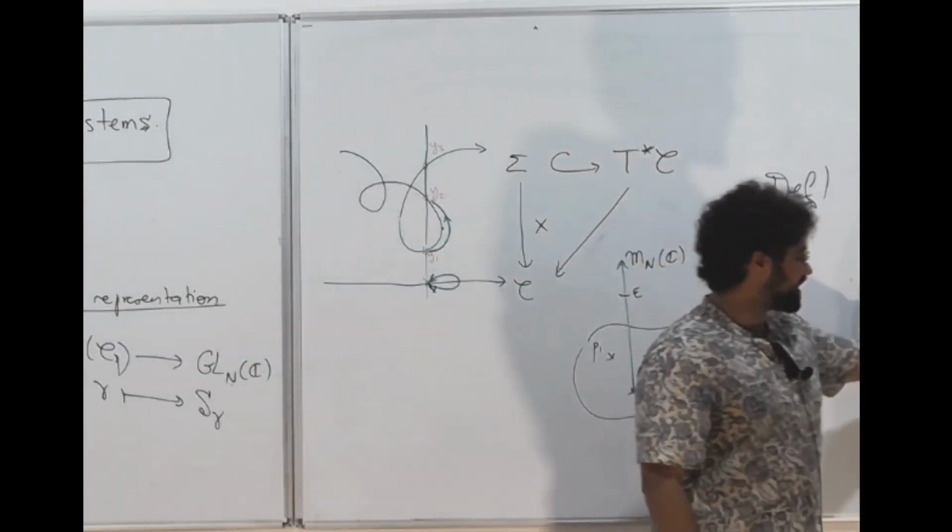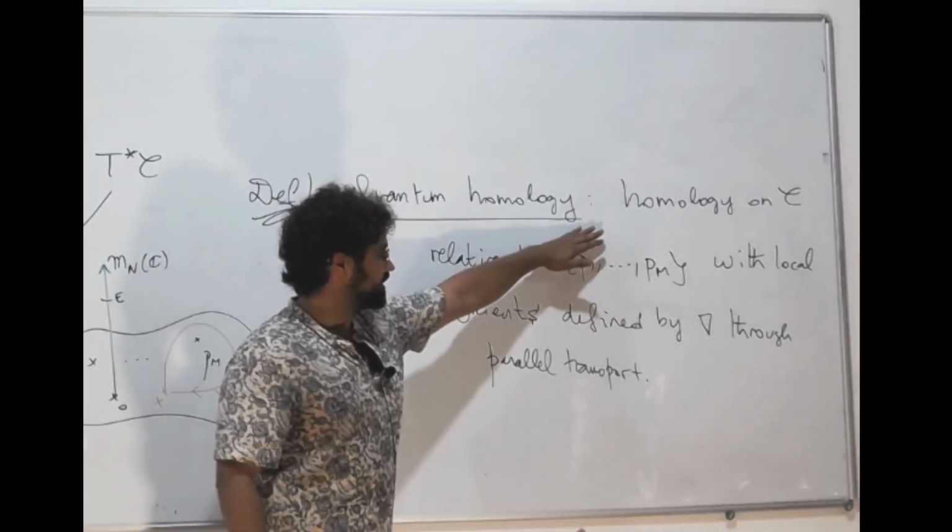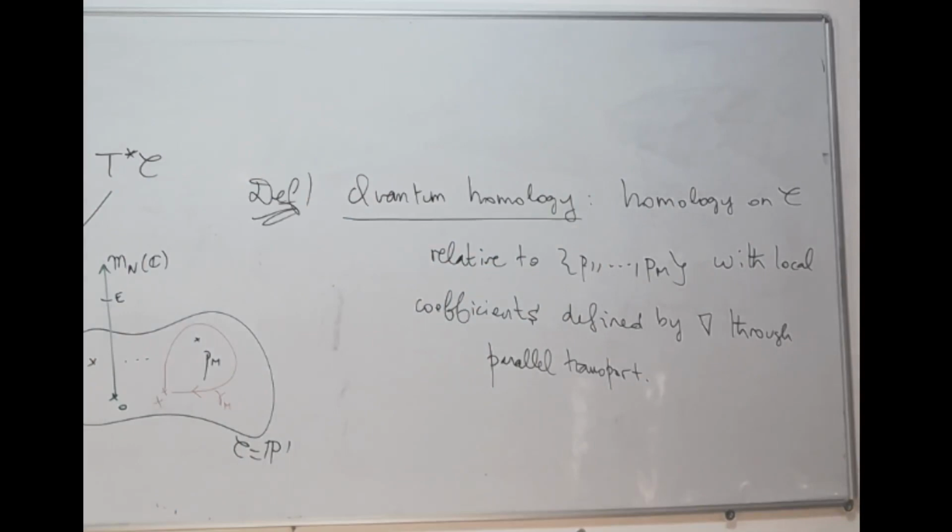So the short answer to your question is yes, it is quite different. This is quantum homology, not the same. This is the monodromy representation. Here, what I call quantum homology is the homology with local coefficients.